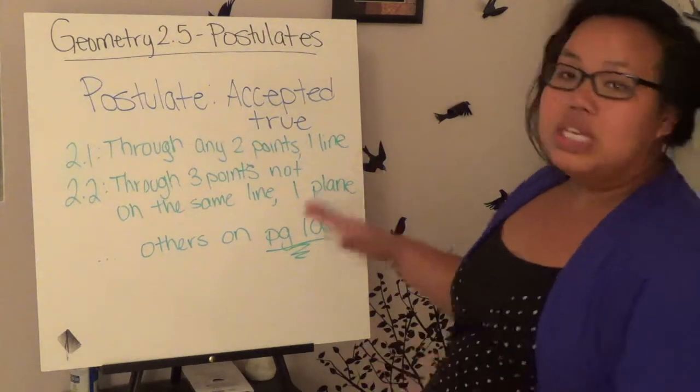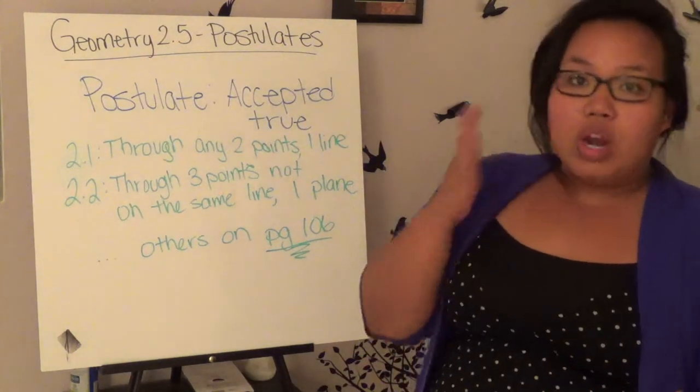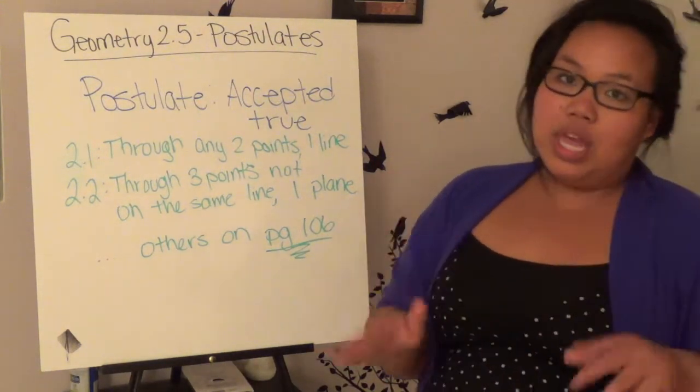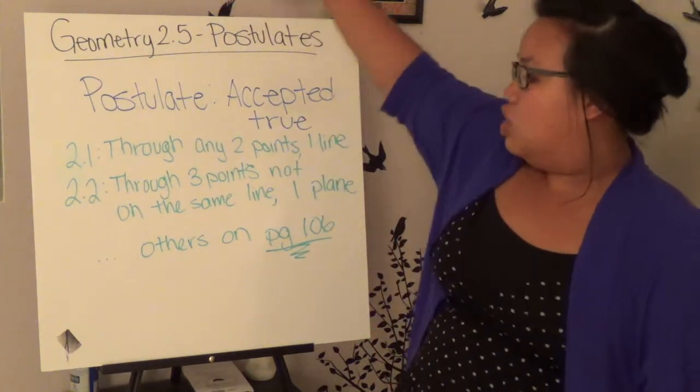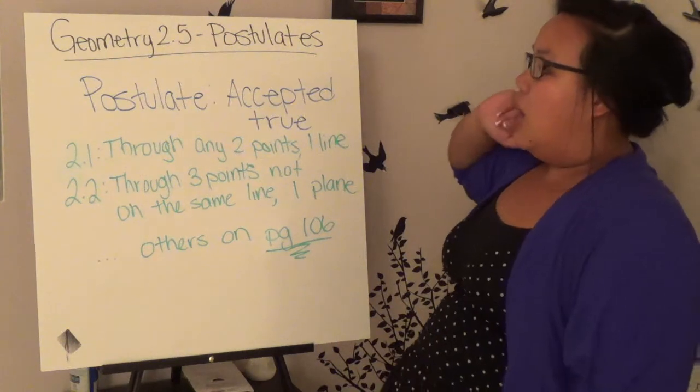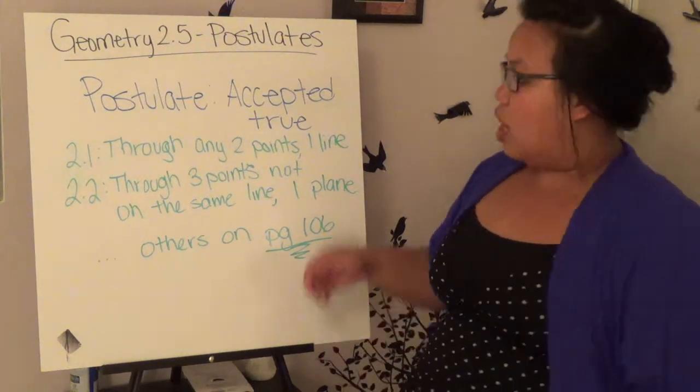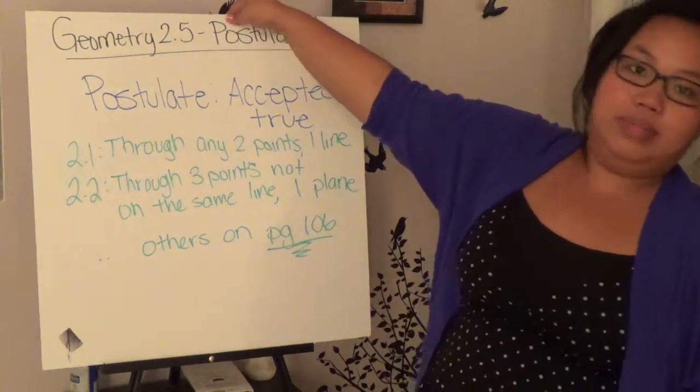And you're going to use these to prove what you want to prove. If that doesn't make sense now, that's okay. When we get into proofs, you'll understand why we need to know these. So go ahead and write this down, and don't forget your vocabulary. And we're going to move on to theorems.